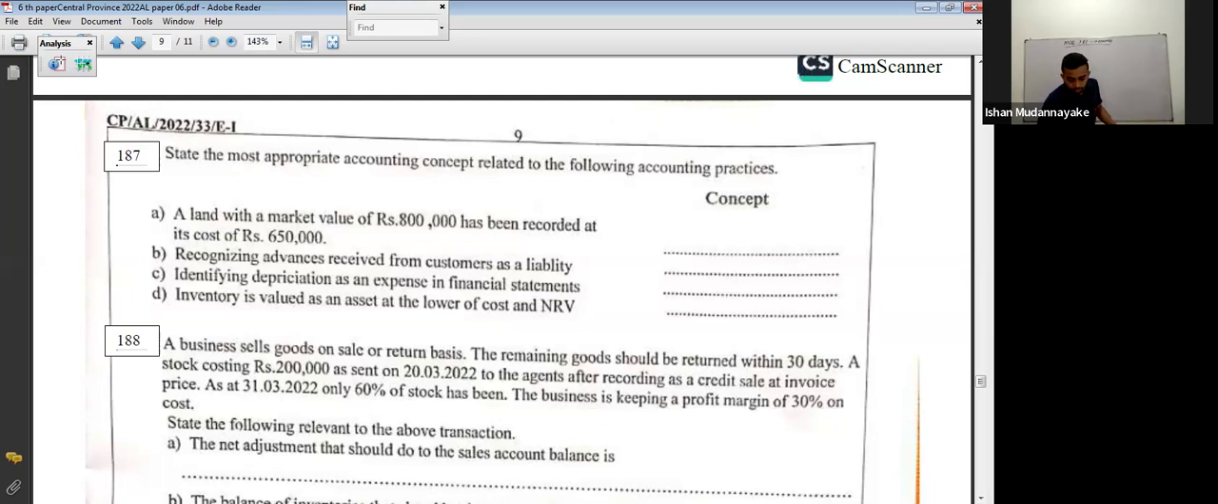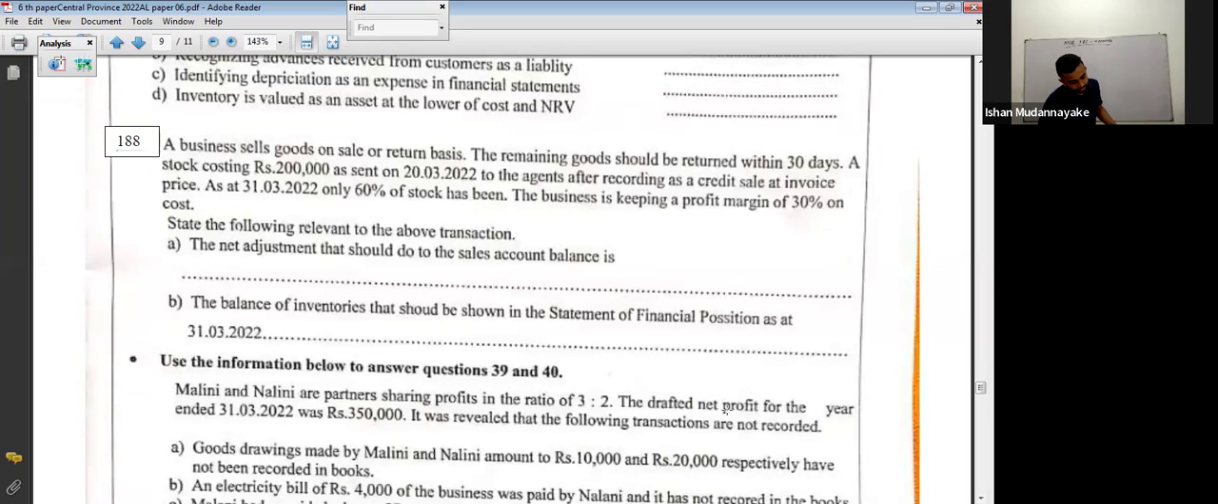Now look at question number 188. Try to get the answer for question 188. What's the answer?